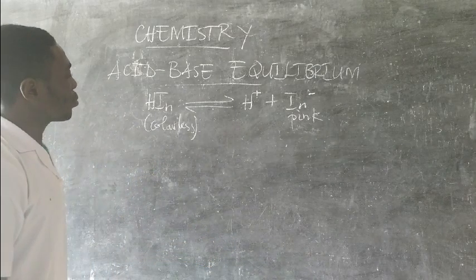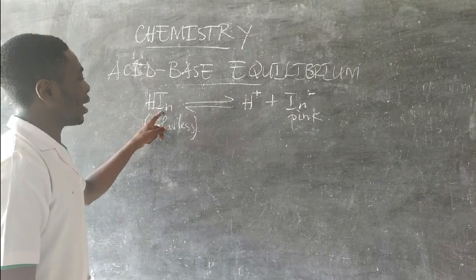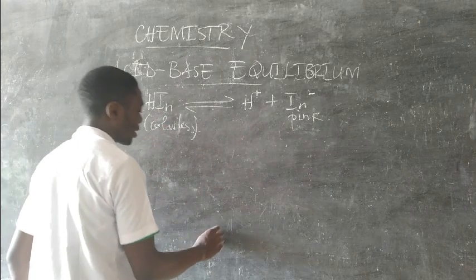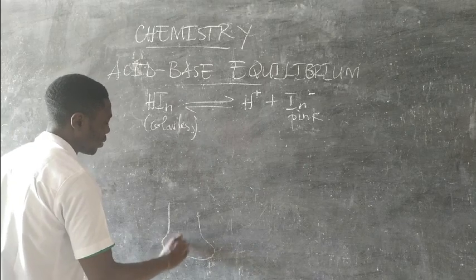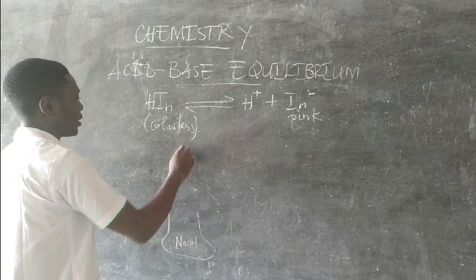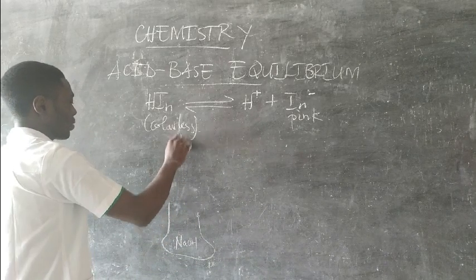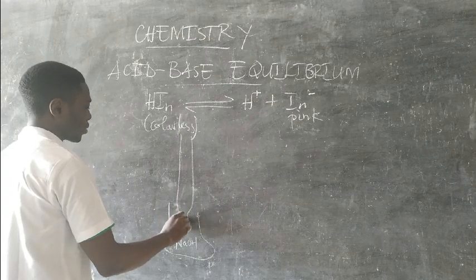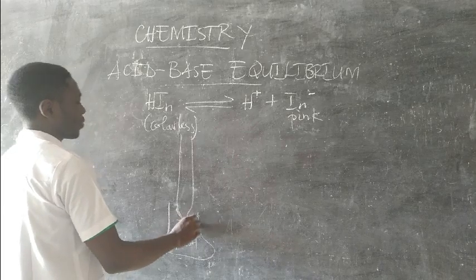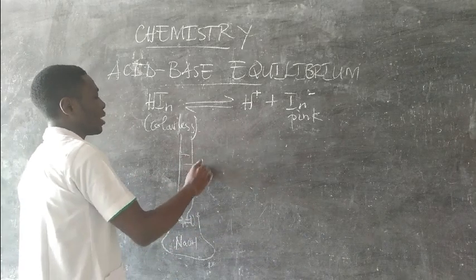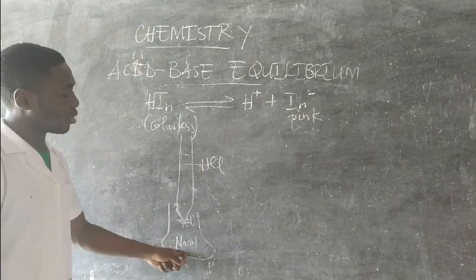Now we will continue with when the base is in the conical flask. So we have our conical flask here with the base inside, sodium hydroxide, and the acid is in the burette. So if the acid is here, this is our HCl. We are adding HCl to sodium hydroxide.